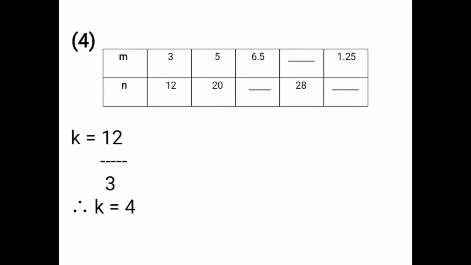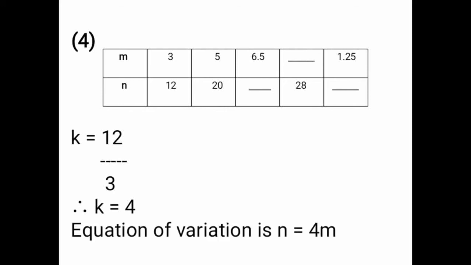Now you have to write equation of variation form. Equation of variation is N is equal to 4M. When you are solving the sums in all the columns, you have to take constant of variation K is equal to 4, which you already solved.